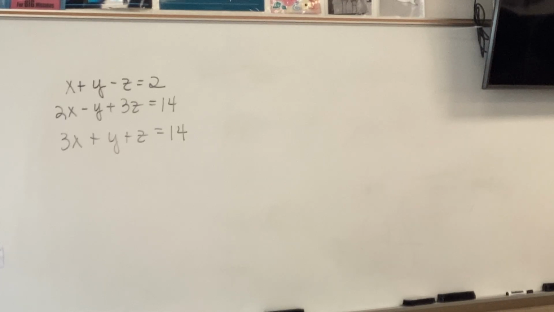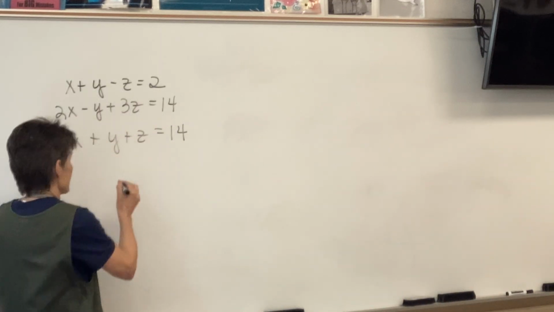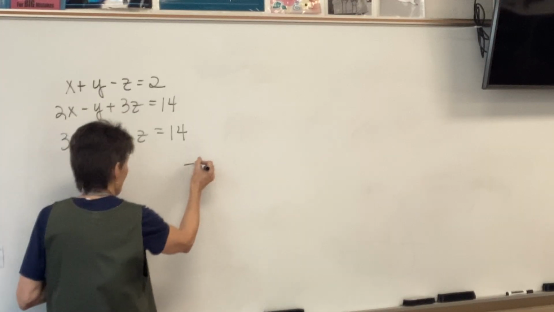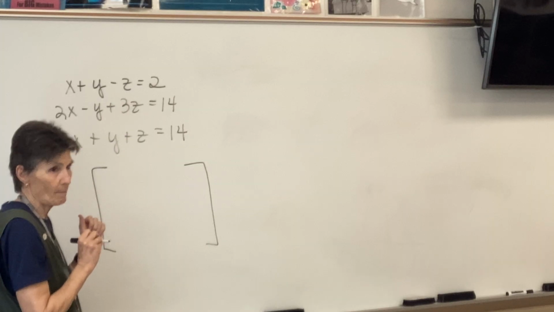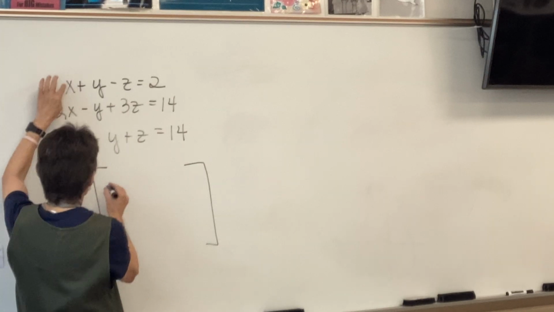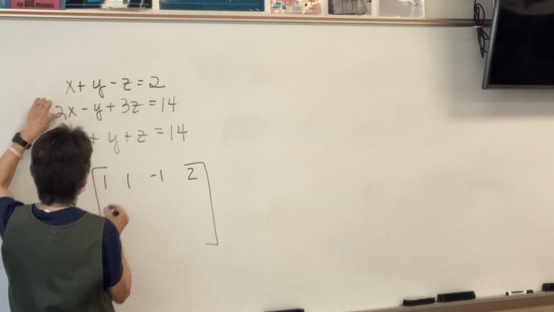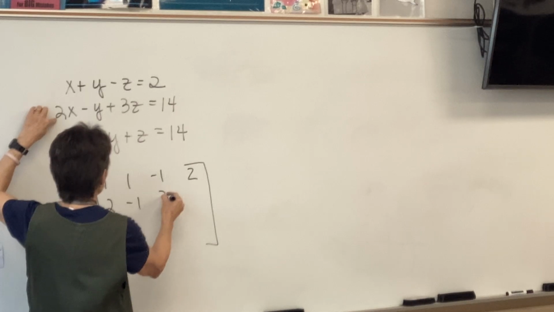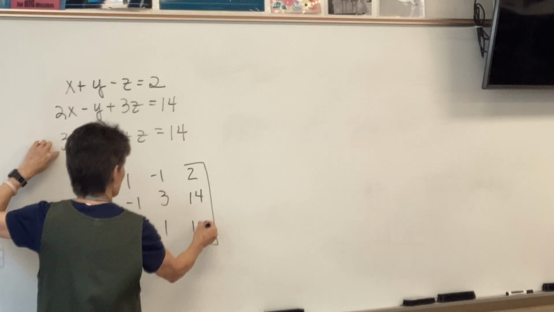Because your calculator will make very quick work of it. All right, so here is what you need to do. You're gonna make a big matrix, and in that big matrix is gonna go every number in the problem. Every number. So 1, 1, -1, 2. 2, -1, 3, 14. And 3, 1, 1, 14.